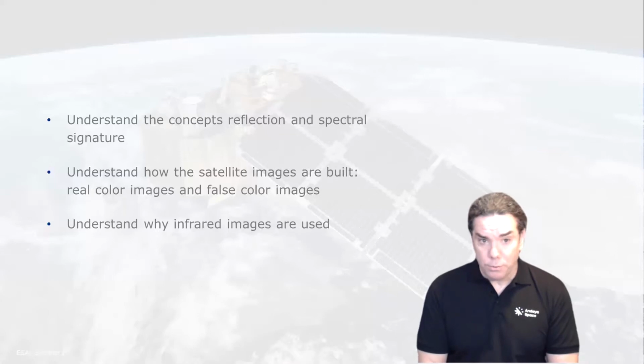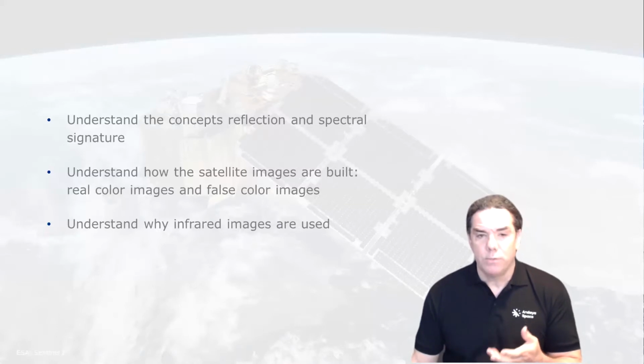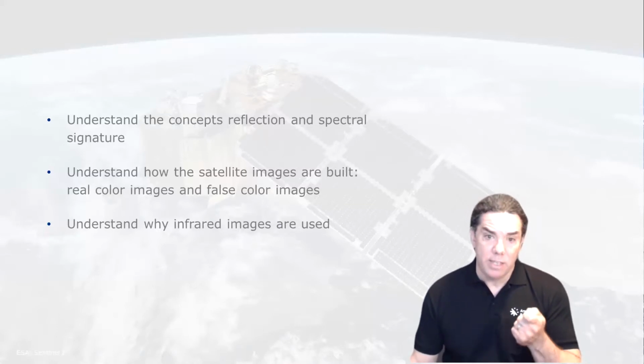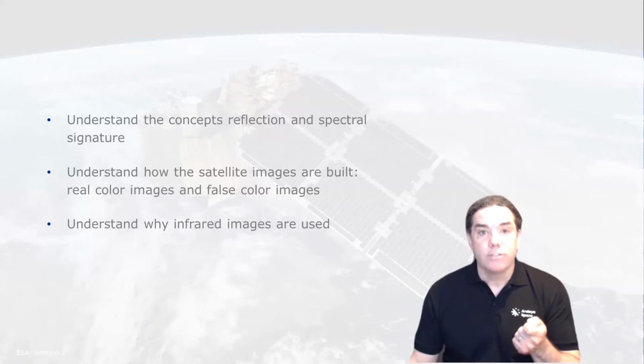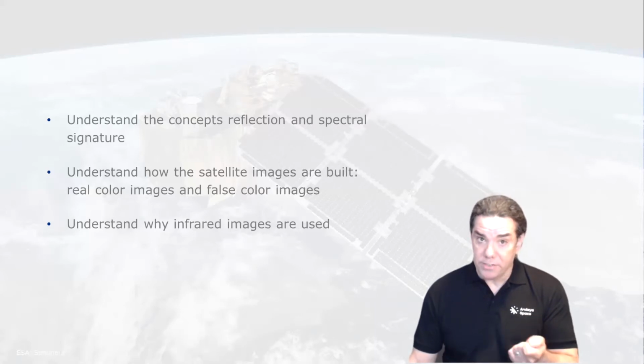We will try to go through and understand the basic concepts of reflection and spectral signature. And when we go through these very basic concepts, then we can try to understand how satellite images are built. In particular, two cases: a normal case, which is a real color image, and a new case, which is the false color images. And finally, we will get some examples of why the use of the infrared is very important and can provide very nice information for our cases for climate, environment, and sustainability.